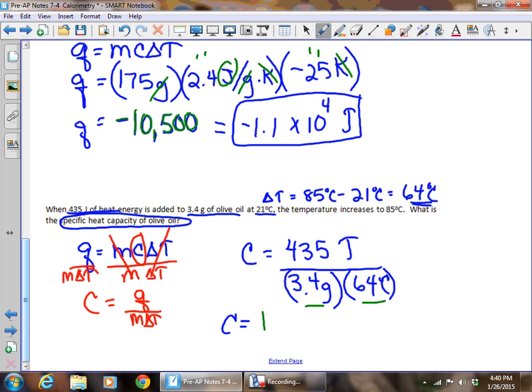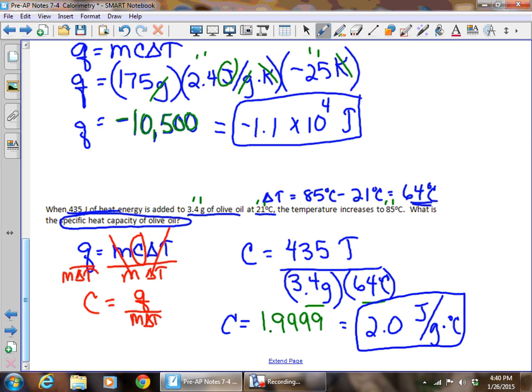When you do that, you get 1.999. I believe there's another 9 involved. Regardless, it looks like we're going to need 2 sig figs from these values. So our answer becomes 2.0. Nothing cancels. So joules over gram degrees Celsius will be our final answer.